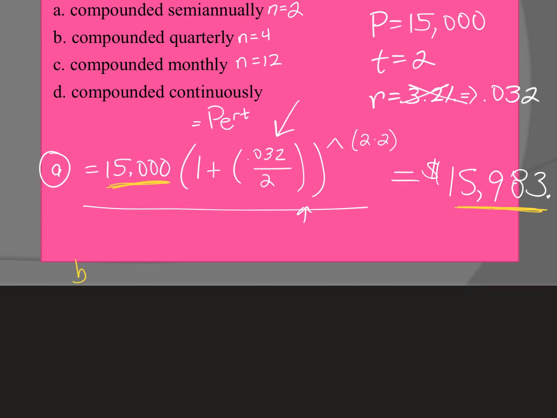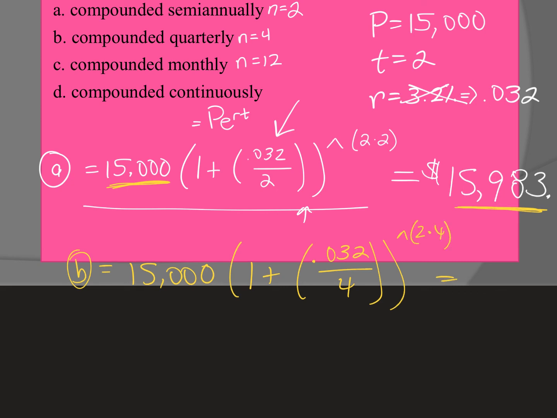Let's look at B. What's the only thing that changes in B? The end value. So I still have $15,000. I still have my 1 plus. My rate is still 0.032. But now I'm compounding quarterly. So my 2 becomes a 4. And then I raise that to the 4 times 2 power, or 2 times 4, however you want to say it. So let's practice that in our calculator. 15,000. Parenthesis, 1 plus, parenthesis, 0.032 divided by 4, close, close, and we're going to raise it to the 8th power.